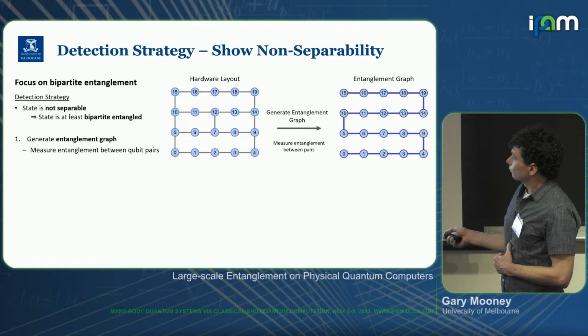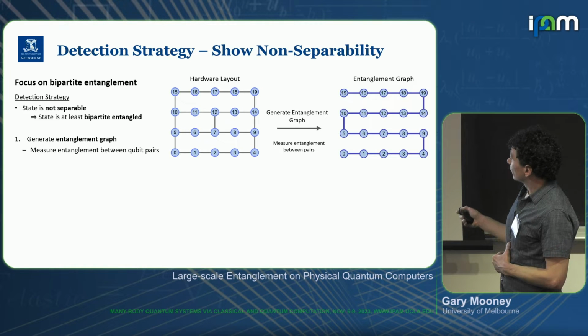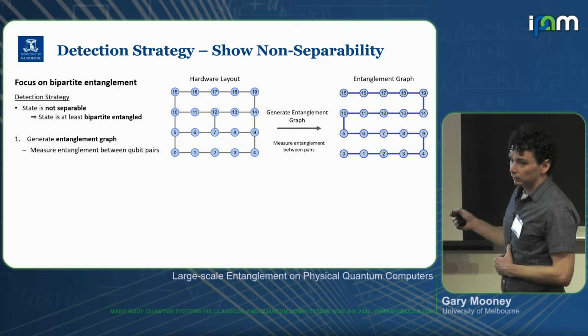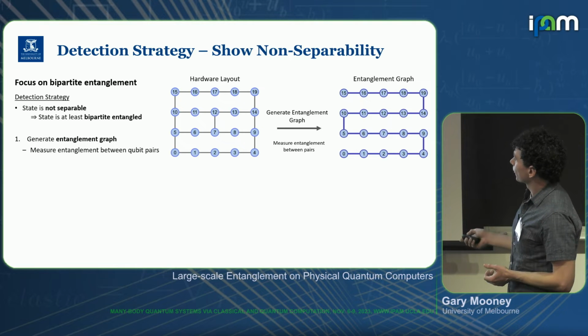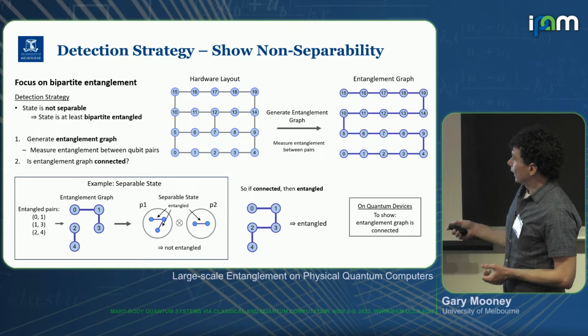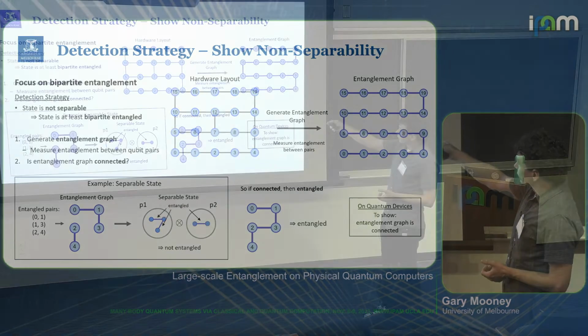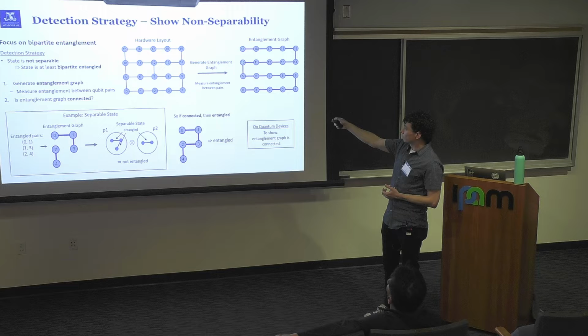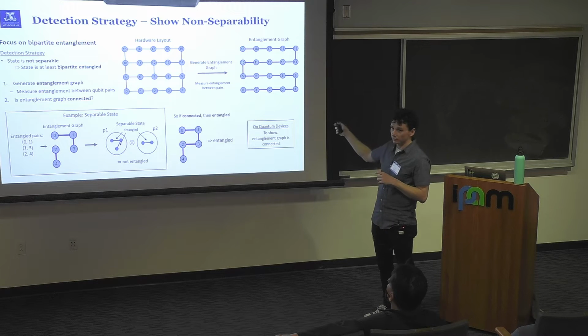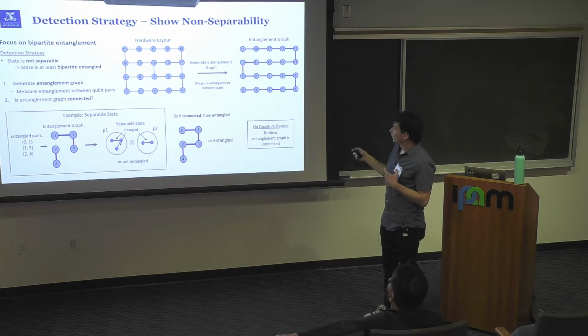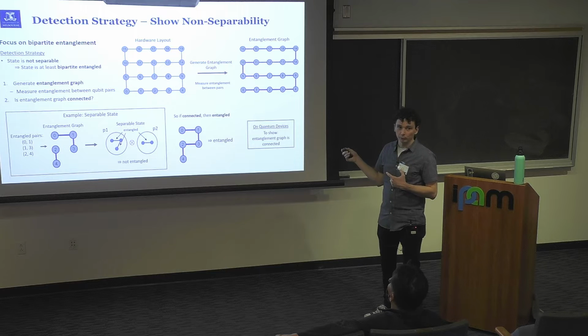Here we've got our hardware layout, and we're going to be embedding a path to then get our graph state. Actually, I should say, what we're going to do is, once we embed the path, we measure the entanglement between each of the pairs. And if it's entangled, we add an edge to the entanglement graph.